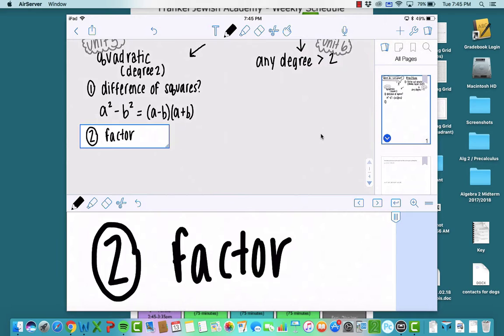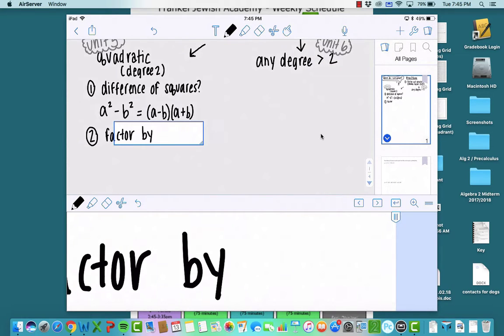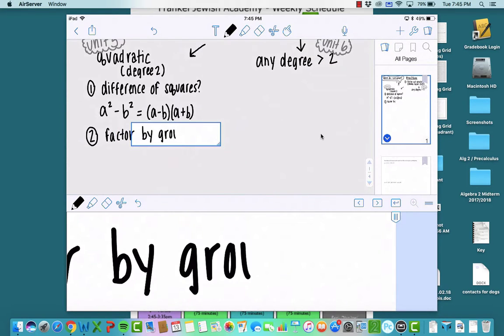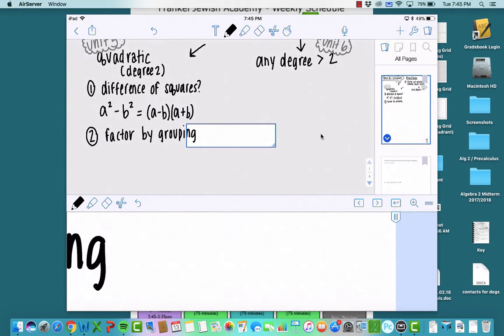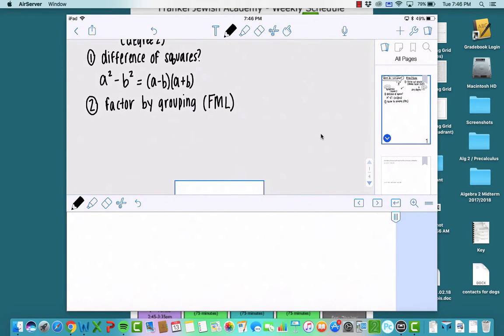The next thing you can do to factor a quadratic is factor by grouping. And I can't take credit for this next part. I'm actually going to give a shout out to Dresden Kogan because she taught me FML, and I kind of like it because everyone hates factoring, so might as well complain about it.